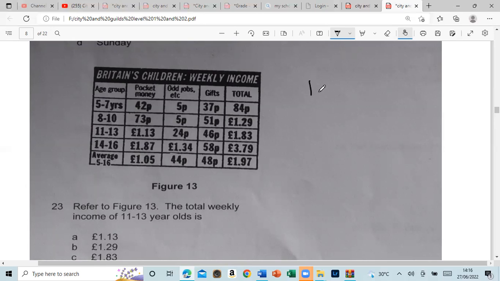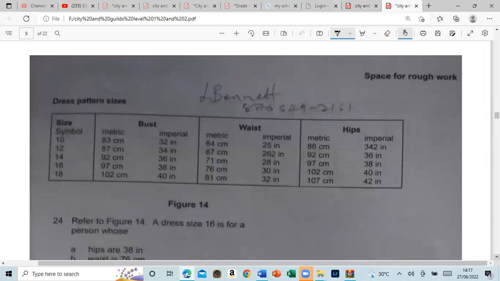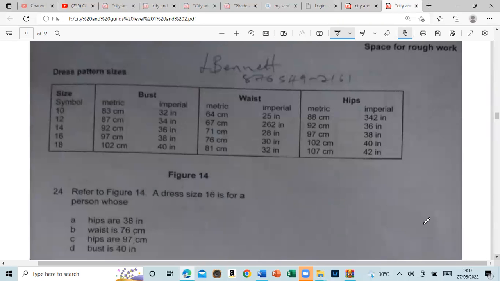So that's 1. Oh, they gave us a total. That's 183. Oh, they gave us a total over here, so I don't need to add it. If they were to give you the level, you'd have to add up these. I think the P are like cents or pennies. All right, so let's move on to 24. 24 refers to the figure 14.